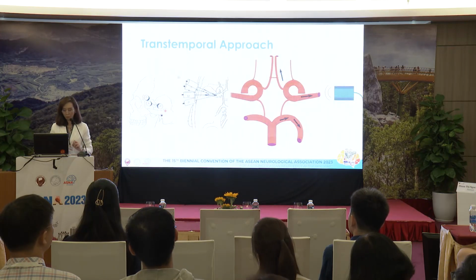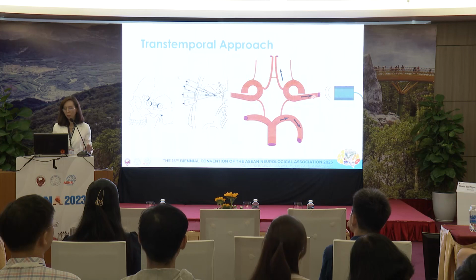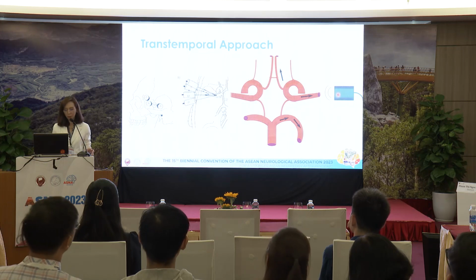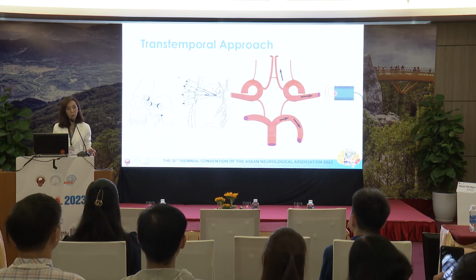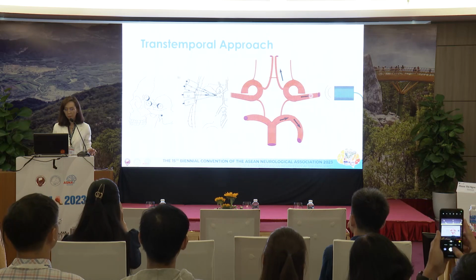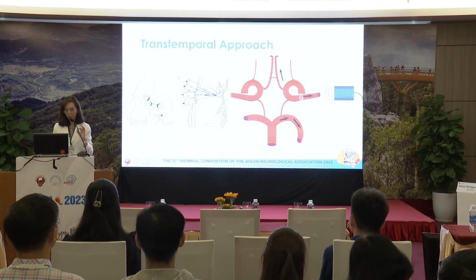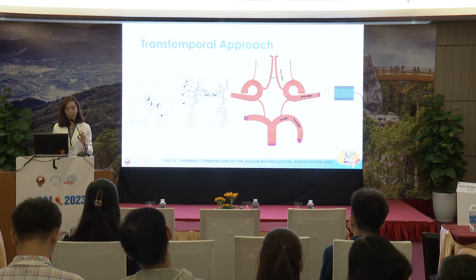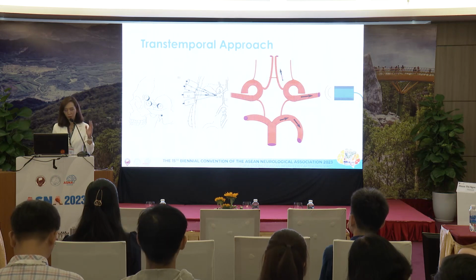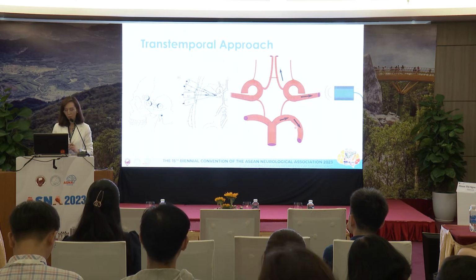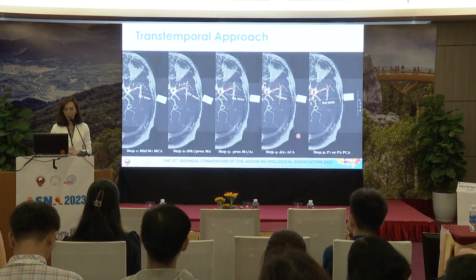So this is a picture where you do the transtemporal approach. Right here, the probe is here, the middle cerebral artery is coming towards the probe, and you find the MCA. And then put the depth deeper, and then you'll find the ACA going away from the probe. And then you move the probe down a little bit, you find the ICA, and go to the back, you'll find the PCA.